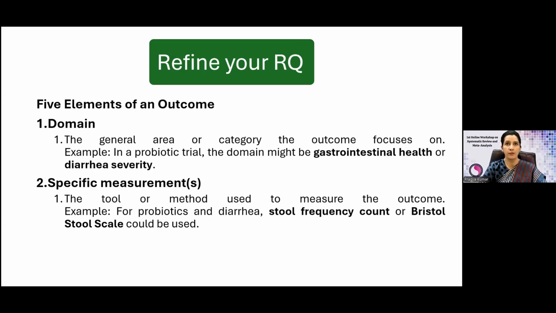So in case of the outcome of a research question, there are basically five elements, and you have to define all these five elements. The first element is domain. What will be the domain of my outcome? It will be diarrhea. Now, what is the specific measurement tool I'm going to use? I may use the stool frequency count, or I may use the Bristol stool scale. So I may use that also as an outcome.